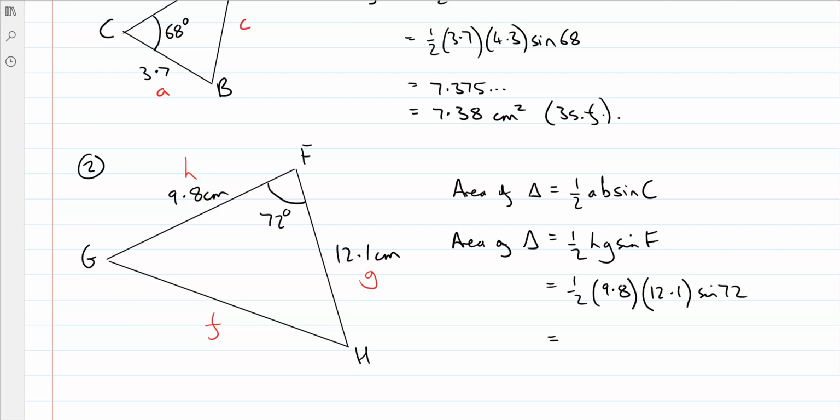Stick it in your calculator, so half times 9.8 times 12.1 times sine 72, 56.38, etc. And again, it's an area, so let's round it to 3 SF, 8 rounds the 3 up to a 4. It's in centimetres squared, 3 SF. So a nice straightforward formula to use. If you've got two lengths and the angle between them in a triangle, you can find the area very straightforwardly.